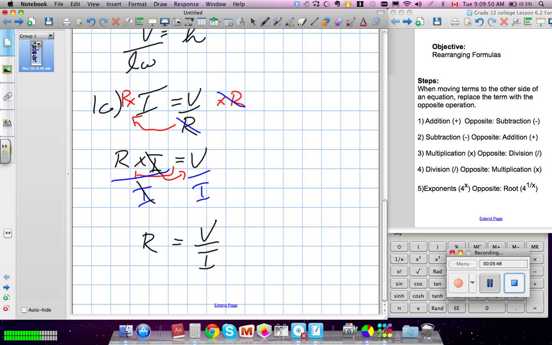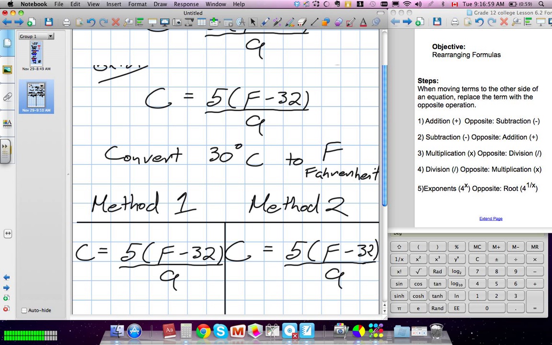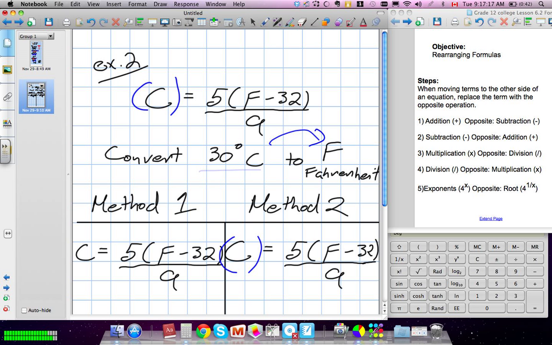Example number 2. Sorry, let's start at the top. We have the formula that converts Fahrenheit to Celsius. The question asks us to convert 30 degrees Celsius to Fahrenheit. So essentially the opposite. We're going to need to replace C with the number 30 and then solve.